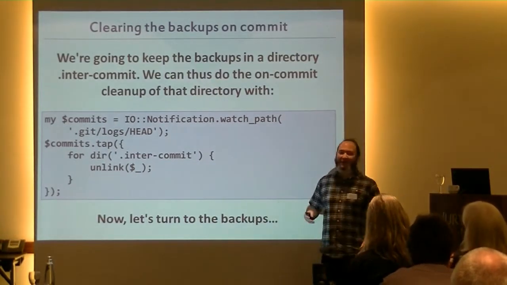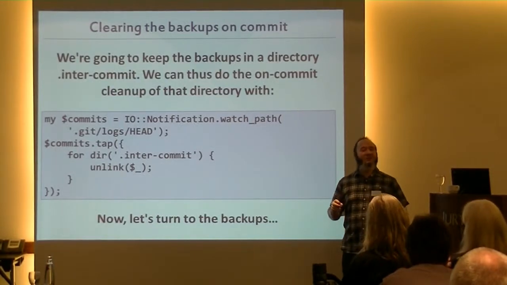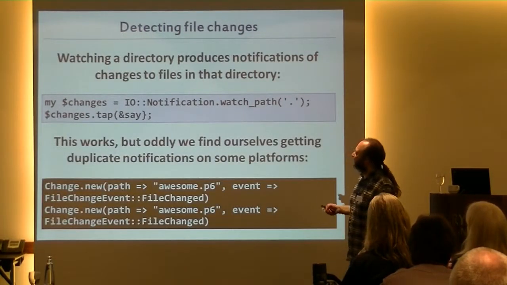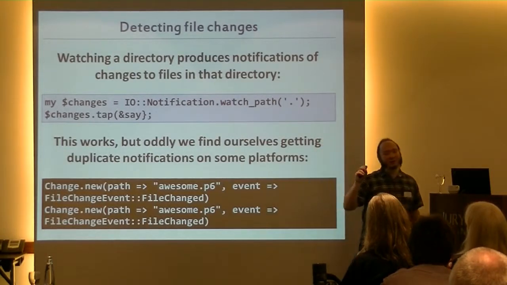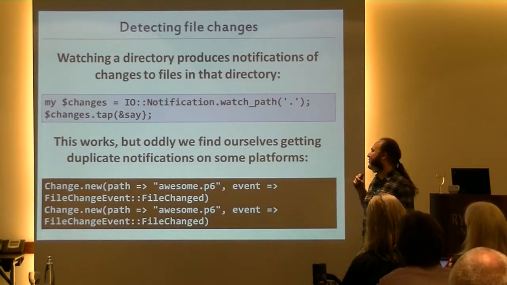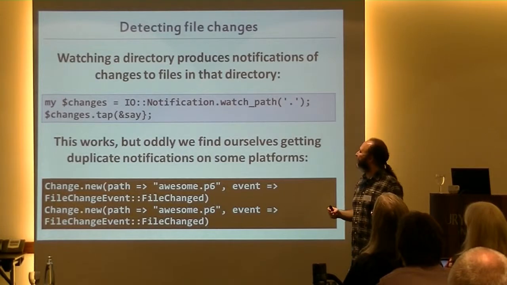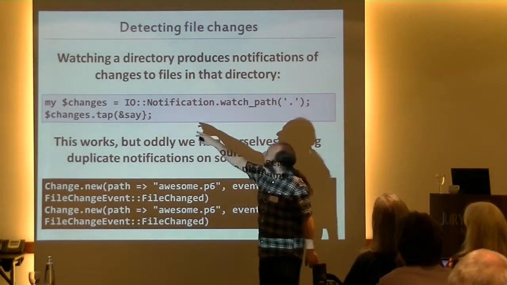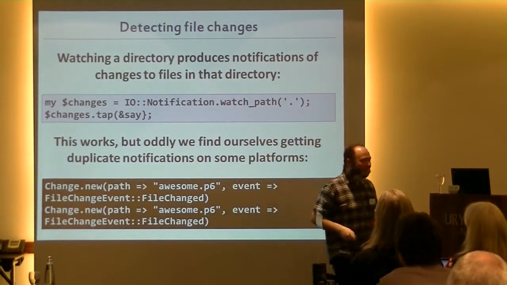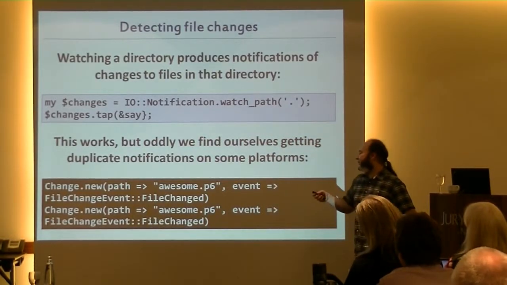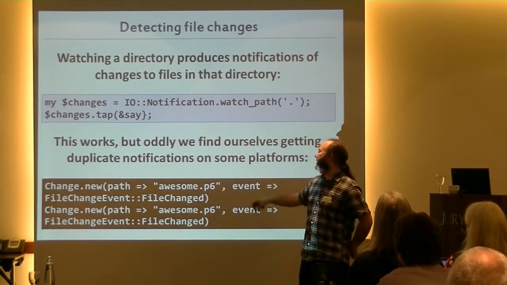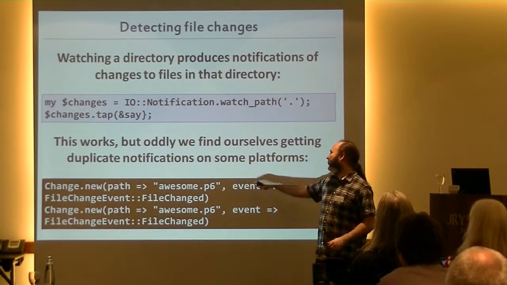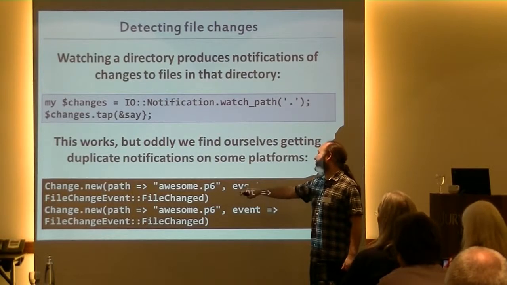So now we know how to delete all of our backup files. How do we make them? Oh, that's more interesting. It turns out that if we watch a directory, we actually get notifications about the changes in that directory. If I just watch the dot directory and tap that supply, and I just say change happened, then what we see here is that it's just going to be giving me these objects. It'll tell me that this changed and this changed.